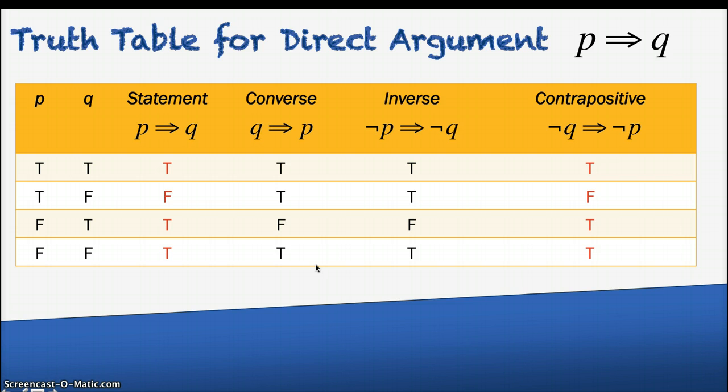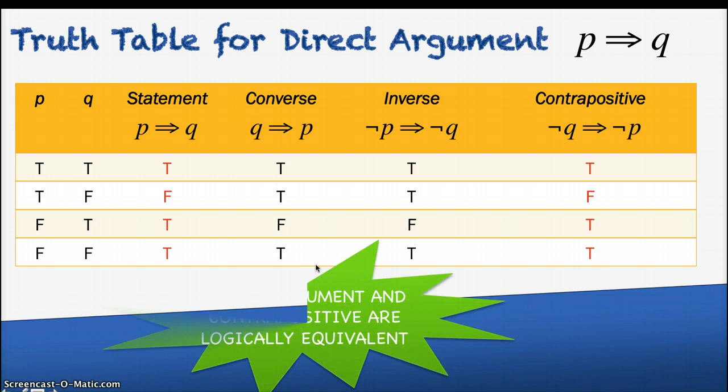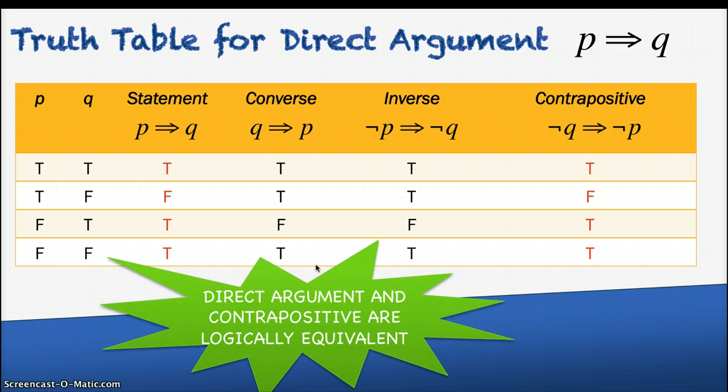So given that, the direct argument and contrapositive are logically equivalent. These values, T, F, T, T, are your direct argument, and your contrapositive is T, F, T, T. Since they have the same values, they are logically equivalent.